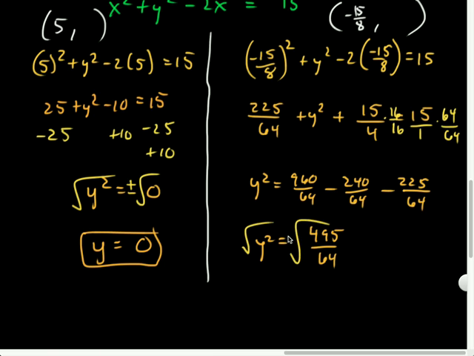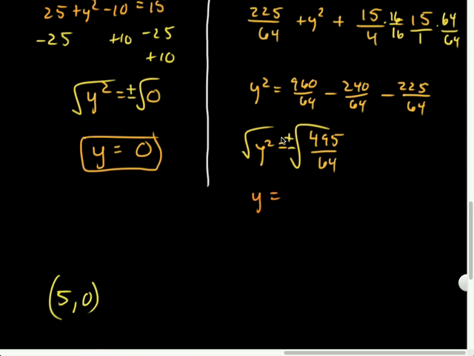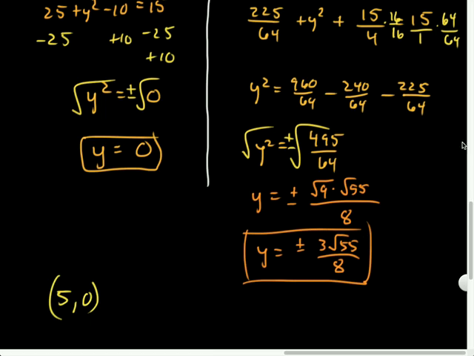Root both sides, plus or minus. So I get y equals the square root of 495, I believe, is divisible. It turns out 9 goes into that, so plus or minus the square root of 9 times, and it goes in 55 times. The square root of 64, hopefully you guys know, is 8, and y equals plus or minus 3 roots of 55 over 8. So I get two solutions there.